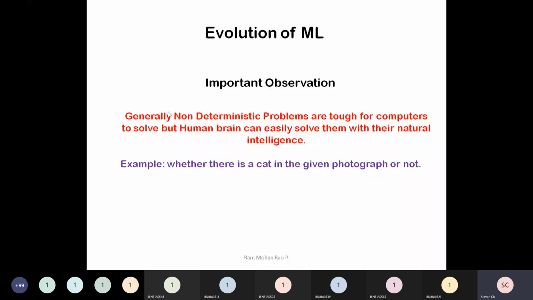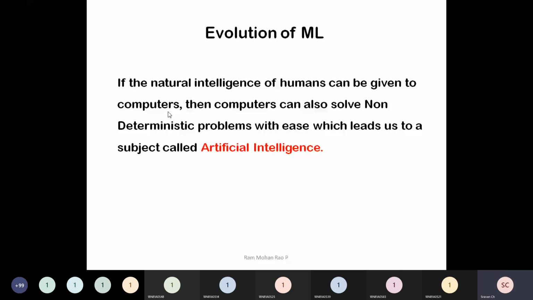So people thought, why can't we impart this natural intelligence of humans into computers? When people thought this, the word artificial intelligence was defined. It says that if we can impart the natural intelligence of humans into computers, then computers can also solve these non-deterministic problems easily. Computers can also make decisions like humans. With this idea, a new domain or a new subject came into existence called artificial intelligence.